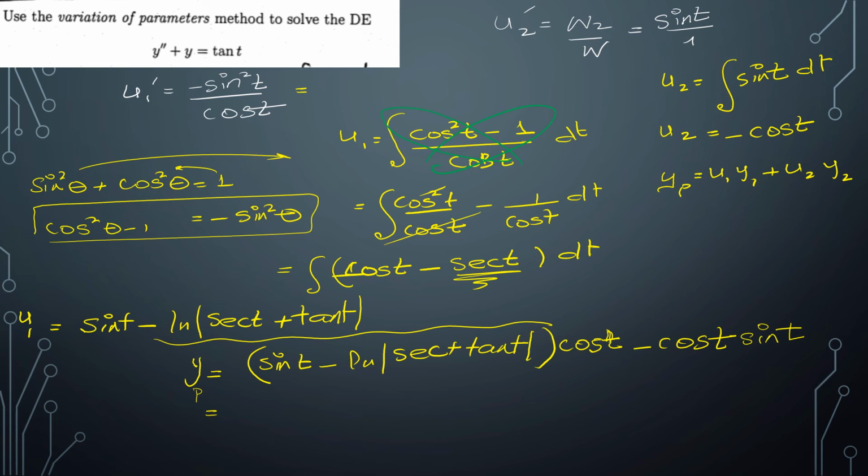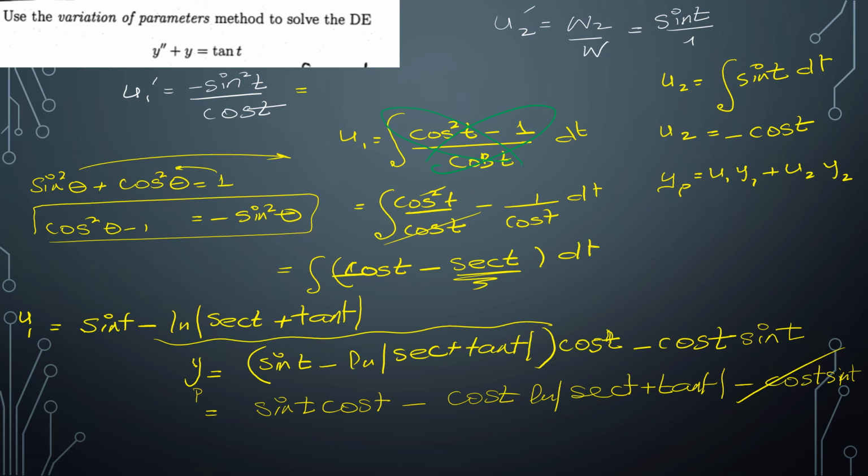We will get here sine t cosine t minus cosine t ln of secant t plus tangent t minus cosine t sine t. Now minus cosine t sine t and cosine t sine t cancel out, so we are only left with negative cosine t ln of secant t plus tangent t.